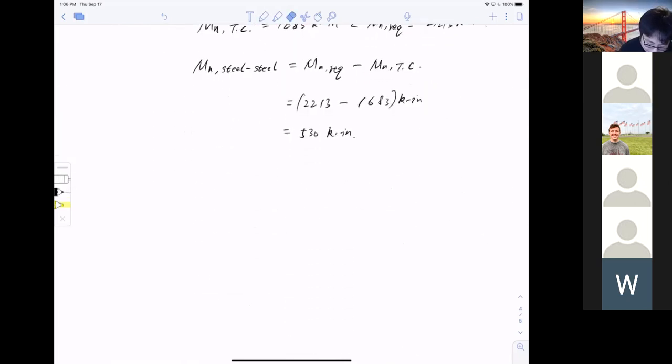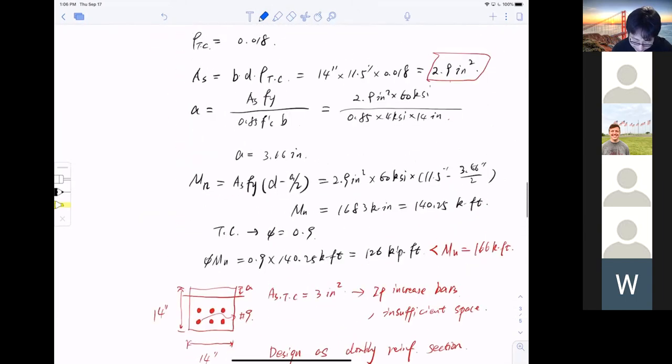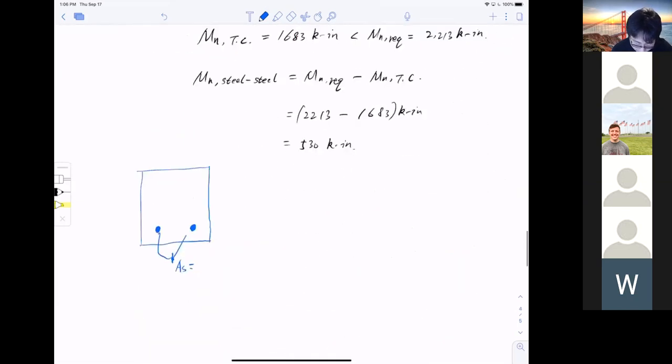Given that condition, I have a section. Let me use blue color. I have a section designed for the singly reinforced case already, and I say I have 2 bars here, just a representation, I don't know how many bars exactly. But I know the current configuration has tensile reinforcement area As per calculation of 2.9 inch squared.